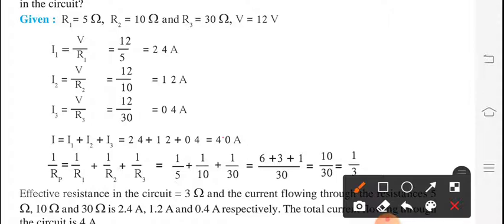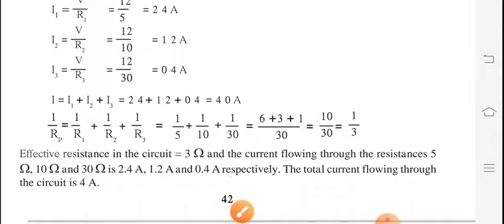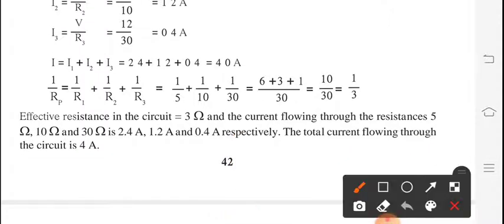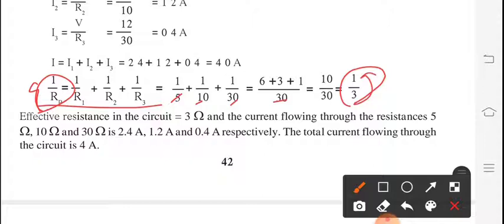Now what we want is the effective resistance of the parallel resistors. So we can find that 1 upon Rp is equal to 1 upon R1 plus 1 upon R2 plus 1 upon R3. We know the values of R1, R2, R3. We can take the LCM, and after the calculation we get 1 upon 3. But what we want is Rp, so we can invert this. Rp is equal to 3 by 1, which is 3.